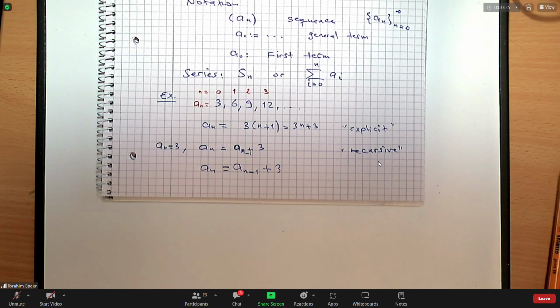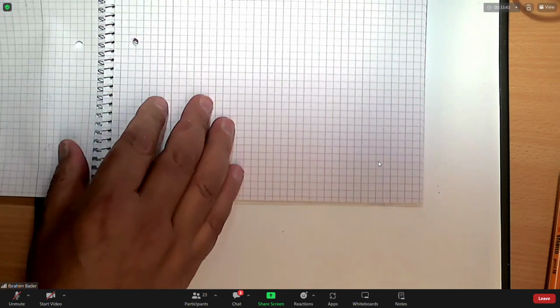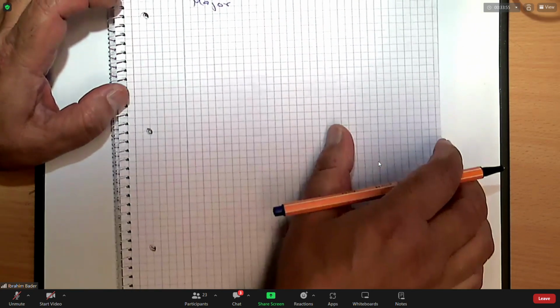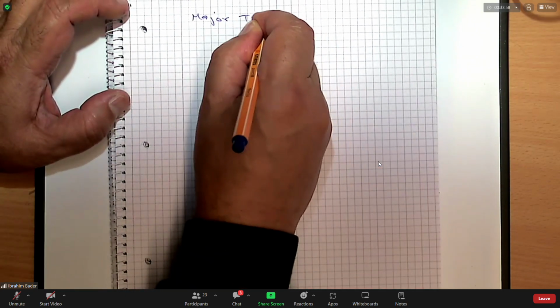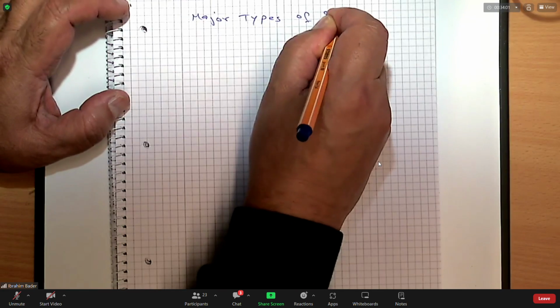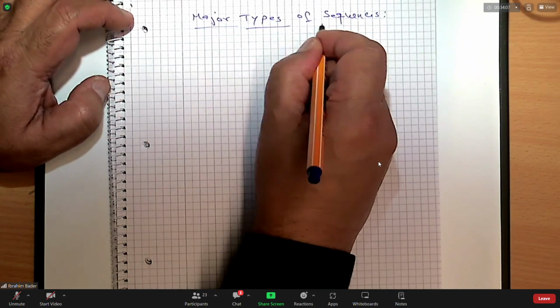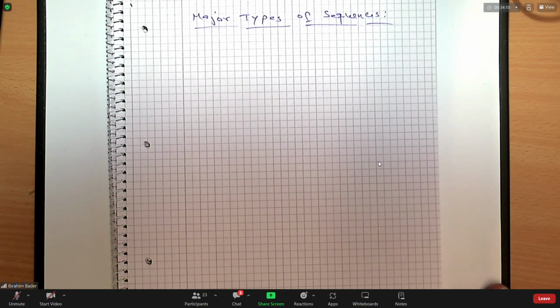Okay, there are different types of sequences. Question? Okay, now we will turn to different types of sequences, and the first type is very simple. I'm going to list 6, 7 major types of sequences. We will introduce these types, define them explicitly or, if possible, recursively, and then we will generate the first 4 terms. Okay?